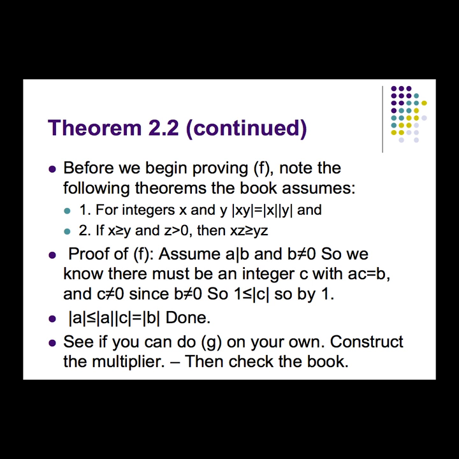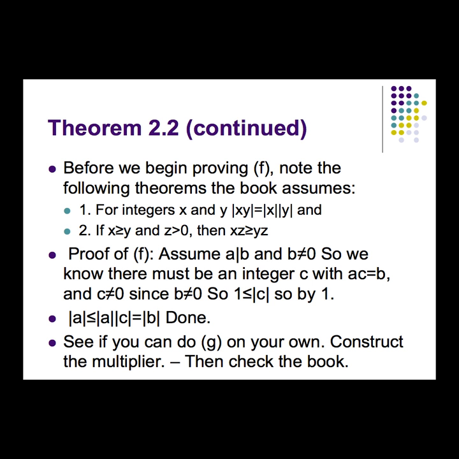Secondly, he assumes you know that if x is greater than y, and you multiply both sides by a positive number, and call it z, then you get another true inequality with the sense, the direction of the inequality, the same. That is, if we have x is greater than or equal to y, and z some positive number, then xz is greater than or equal to yz.